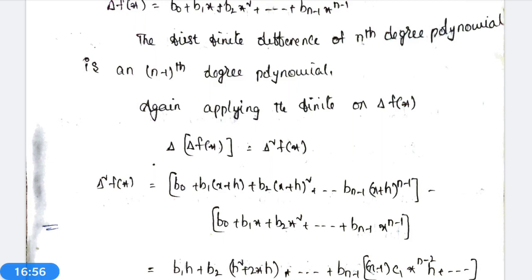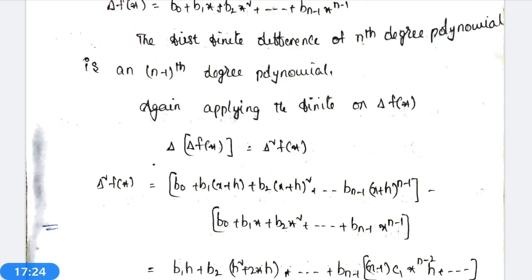Delta fx having last term is n minus 1th degree. Suppose that means applying delta on nth degree polynomial will give last term, highest coefficient is n minus 1. If it is again n minus 1th degree, applying delta we get n minus 2th degree. That is delta square fx will give an n minus 2th degree polynomial. So that means there are n minus 2 coefficients.